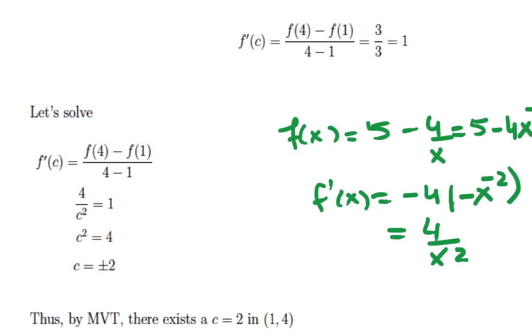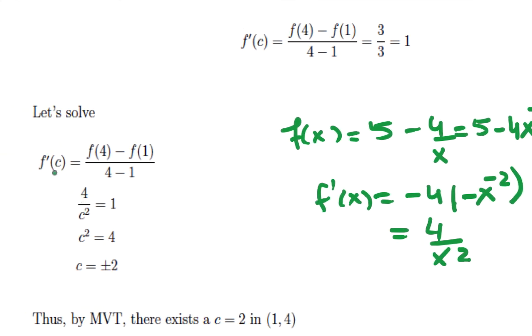We come back and substitute the values here. So f prime of c, just replacing x by c, is 4 over c squared equals 1. Doing the cross multiplication, you get c squared equals 4, or c is plus or minus 2. Remember, we're looking for the value in the interval 1 to 4, and only positive 2 fits that. Hence, we find a value c, which is 2, in the interval 1 to 4. Let's look at one more example.